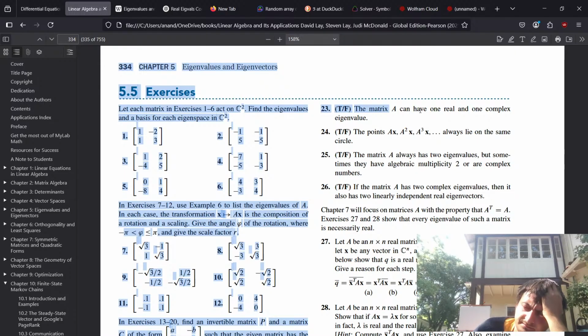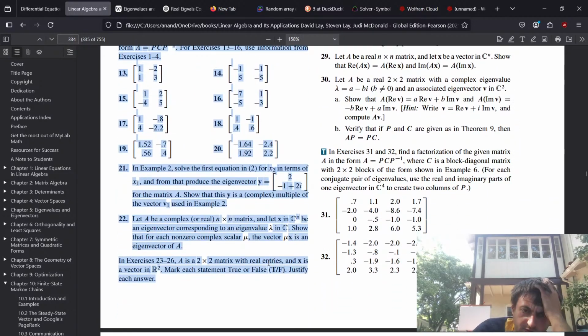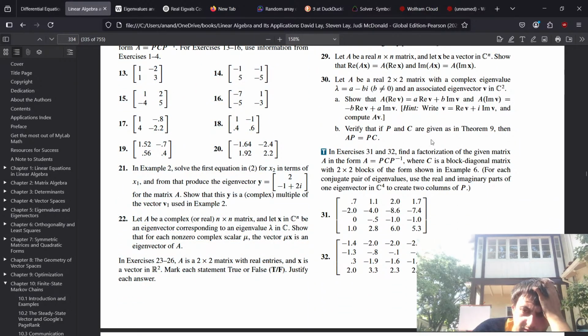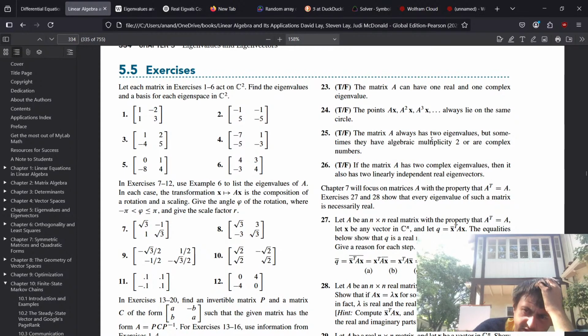I don't think that that's true. That's only if the eigenvalue's norm is 1. Otherwise, it's going to spiral. The matrix A always has 2 eigenvalues, but sometimes they have algebraic multiplicity 2 or complex numbers.